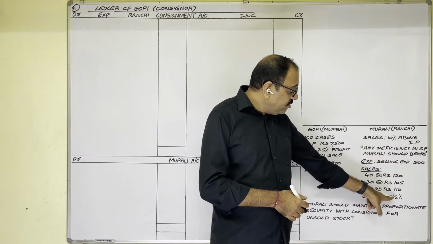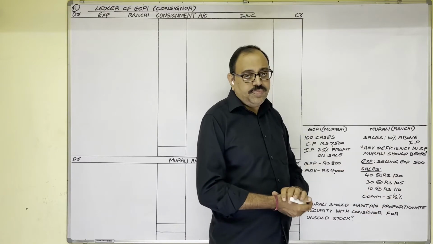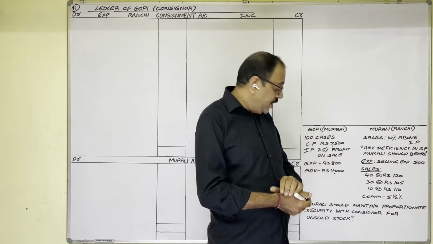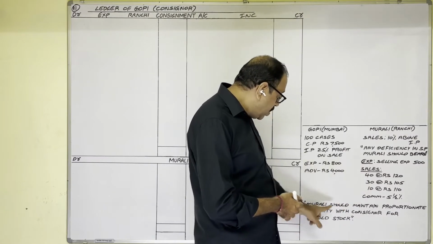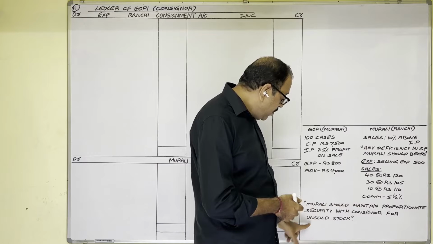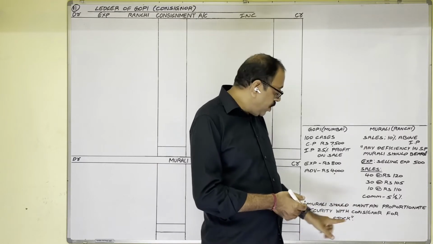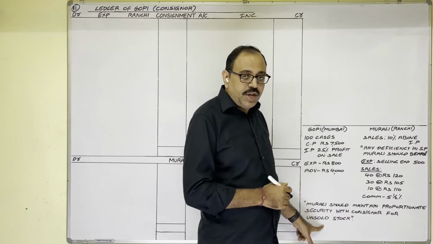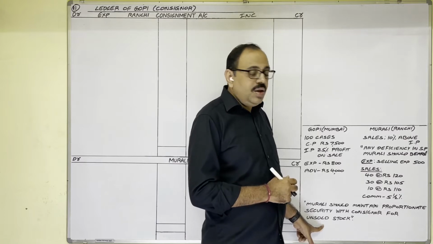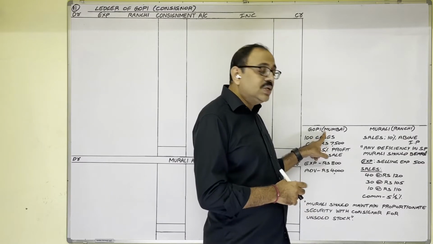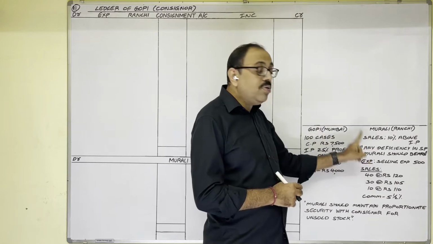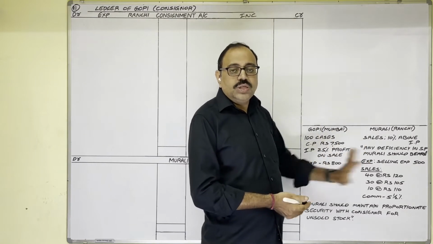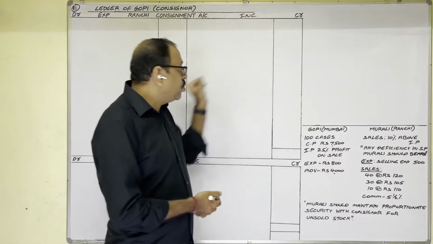Consignee's commission is 5.5% on sale. And one more new point is Murali should maintain proportionate security with the consignor for unsold stock. This point also I will explain while doing the problem. So what is he asking us to prepare? In the consignor's books, in Gopi's books, he is asking us to prepare consignment account and Murali account. So this is the question. Let us see the solution for this.